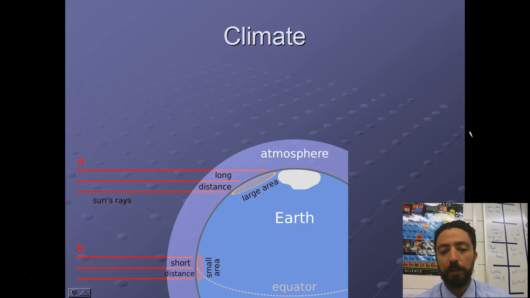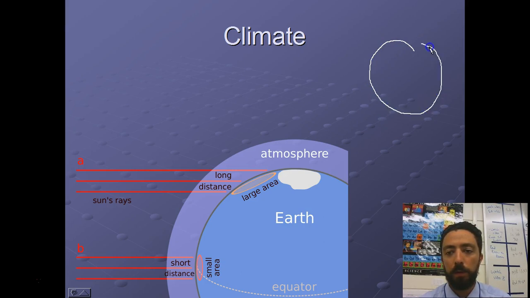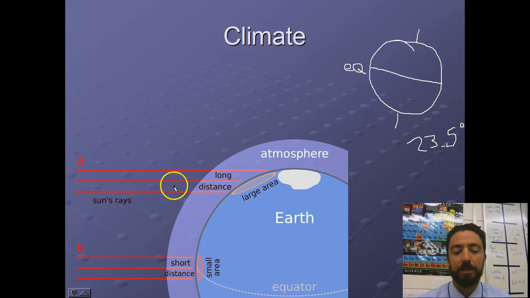So one of the main driving factors here is the tilt of the Earth. This image doesn't really do a great job showing the tilt, but remember, Earth is on an axis, right? So here's the equator. I'll put an EQ here for equator. And we've got a tilted axis, right? It's not perfectly straight up and down. That tilt is 23.5 degrees.